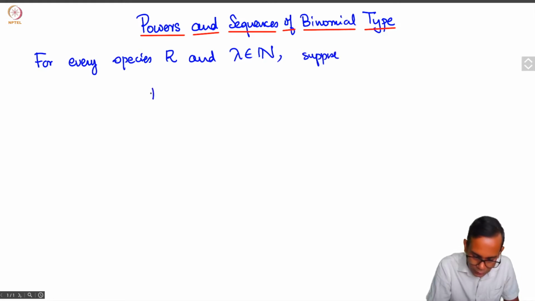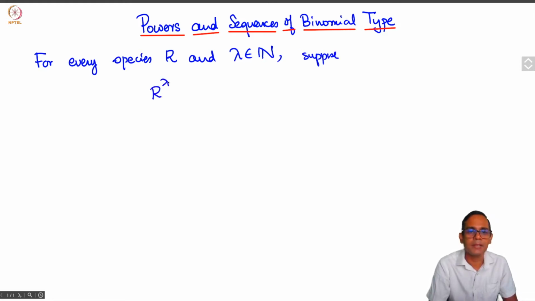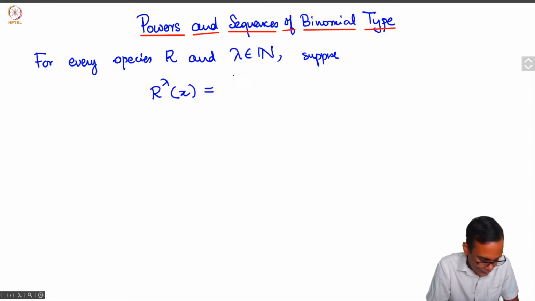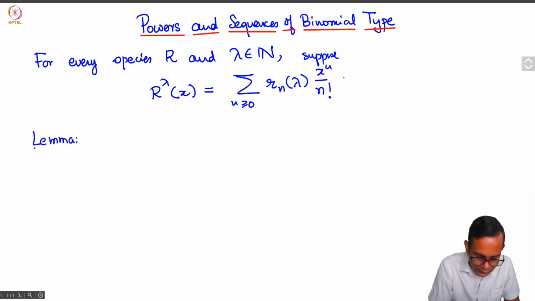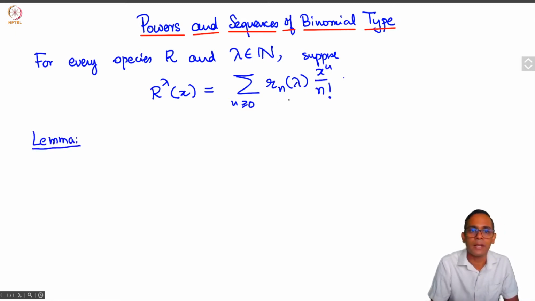we can look at the species R to the power lambda, which is R multiplied by itself lambda times, and look at its exponential generating series. Let's denote the nth coefficient of this power by Rn lambda. Then it's not difficult to see that these coefficients satisfy the following identity.